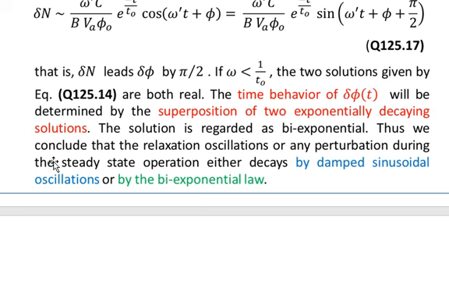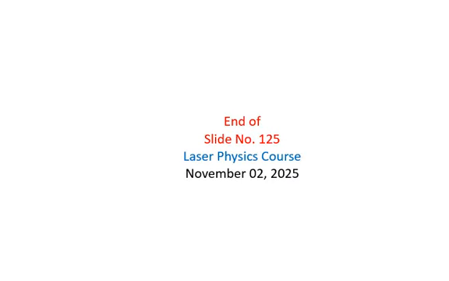Thus we conclude that the relaxation oscillations, or any perturbation during the steady state operation, decay either by damped sinusoidal oscillations or by the bi-exponential law. In one case, when omega is greater than 1 over T naught, the steady state solution will be determined by the damped sinusoidal oscillations. And when omega is less than 1 over T naught, we have two real values of P, and in that case the steady state operation will be determined by the bi-exponential law. So you see that this is the end of slide number 125.